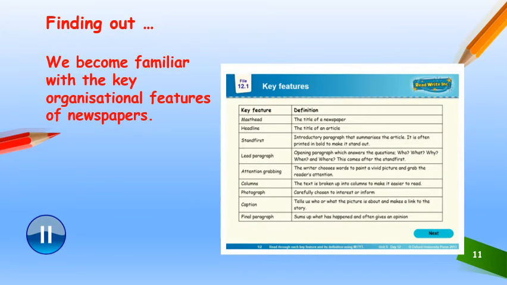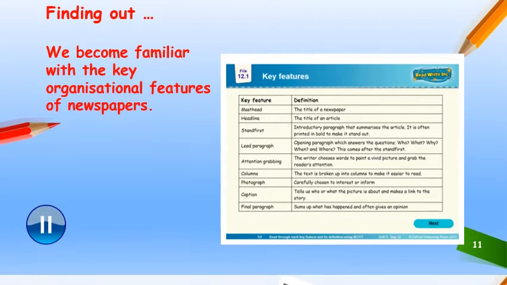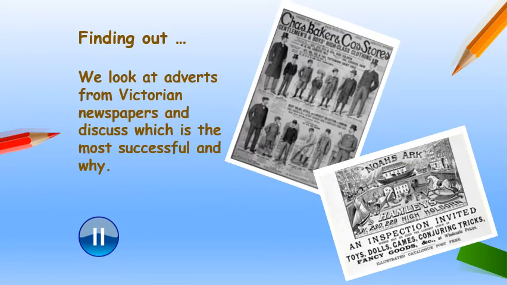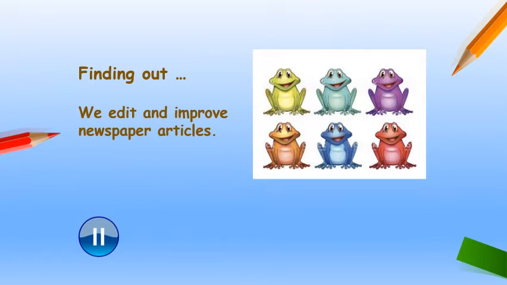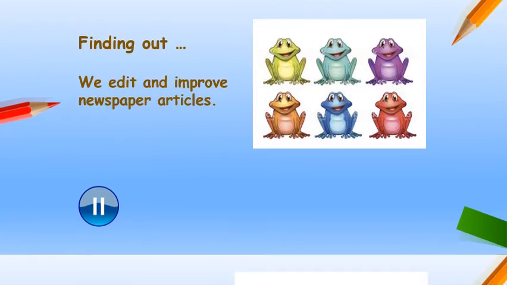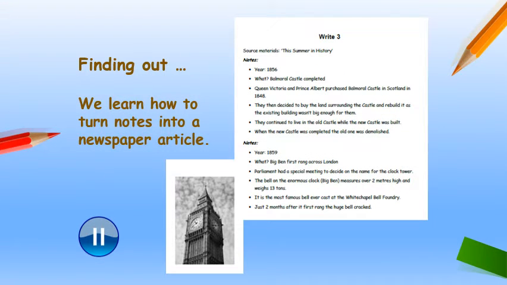We're also going to familiarise ourselves with the key organisational features of newspapers, as I outlined earlier. We're going to look at adverts from Victorian newspapers and discuss which we think are the most successful ones and why. We're also going to look at modern day newspaper articles and see how we can edit and improve them ourselves. We're also going to learn how to use a page full of notes to turn into our own newspaper article.